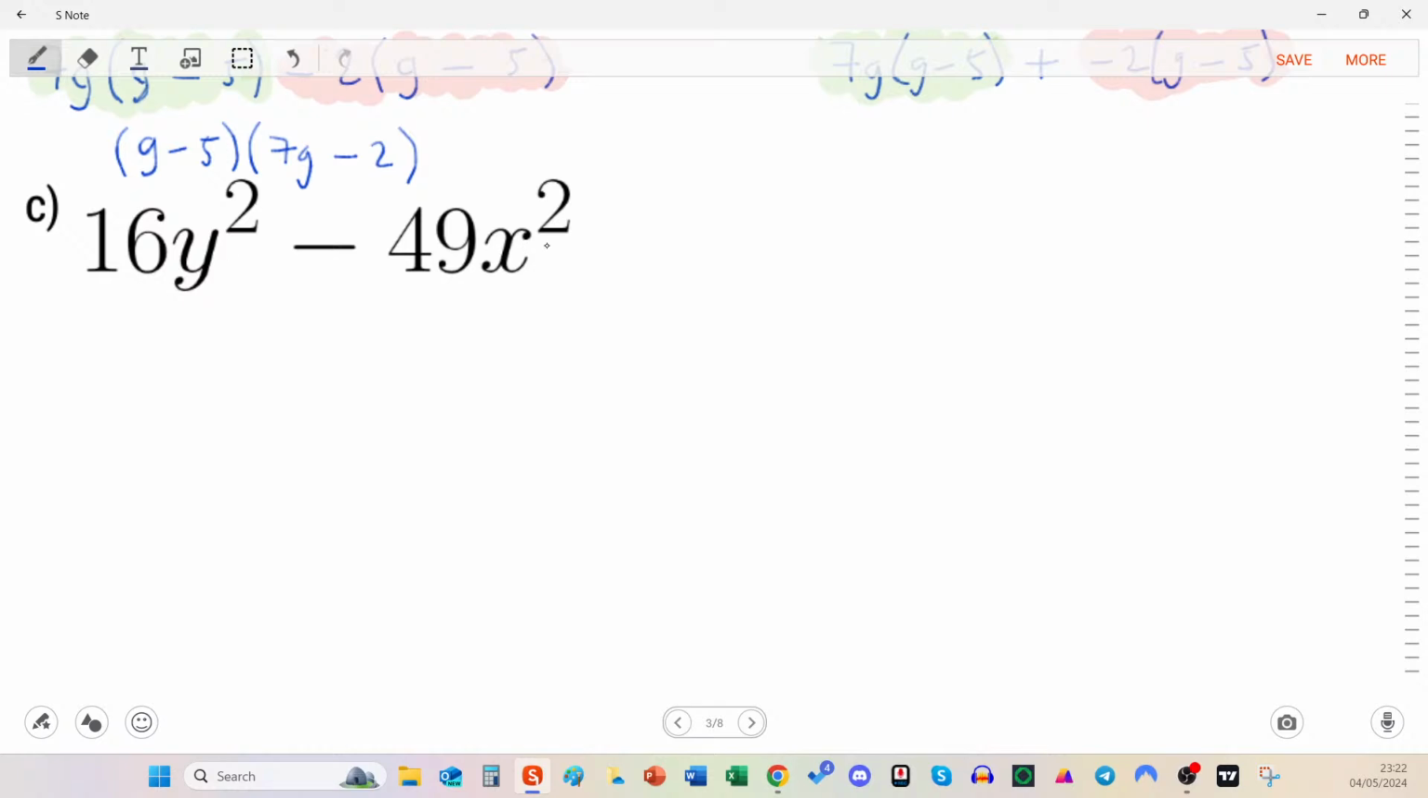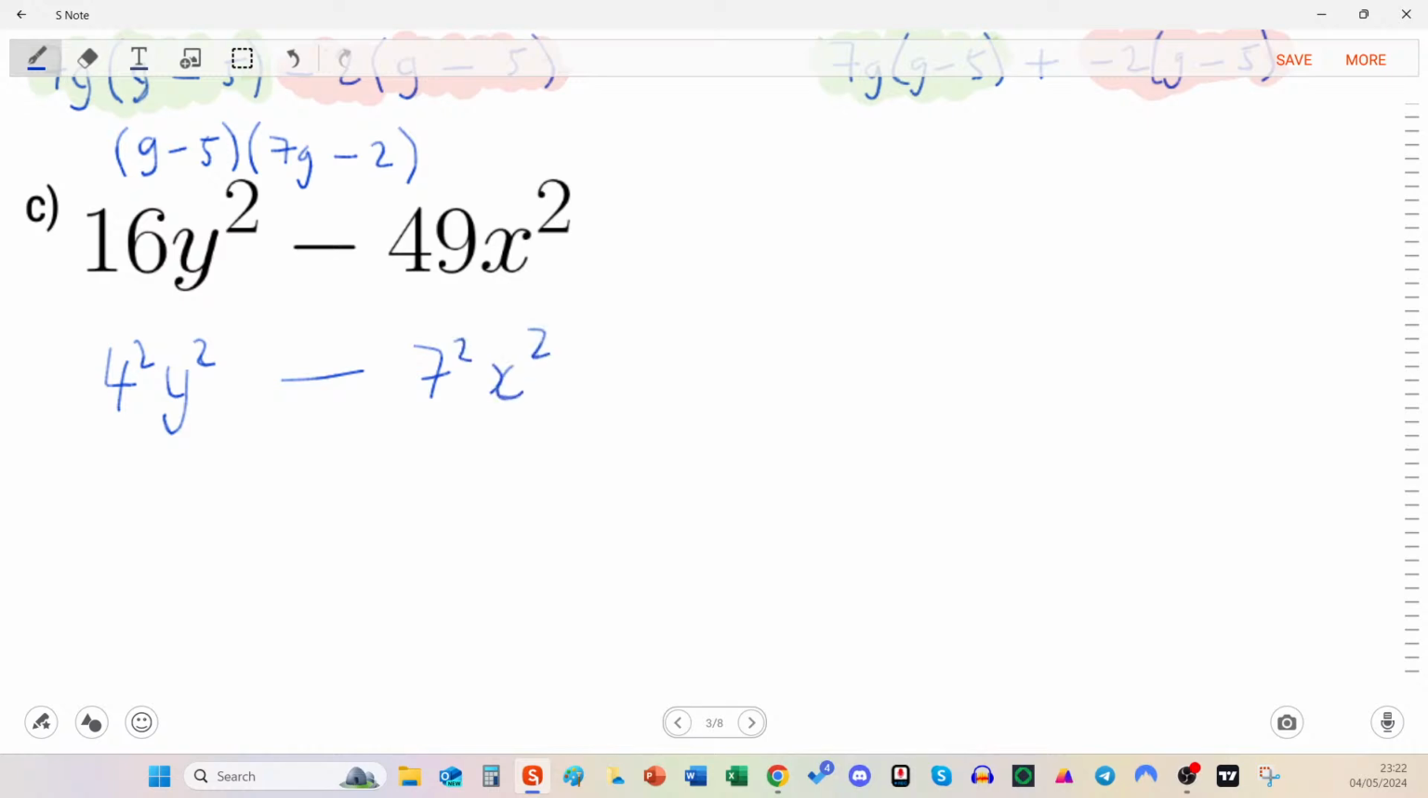16y squared minus 49x squared. This is a difference of two squares. Kind of looks like it, but then you're wondering about these numbers here and it's looking a bit messy. But you notice the numbers are also square. So this is 4 squared and this is 7 squared.